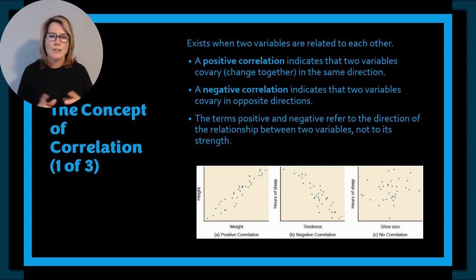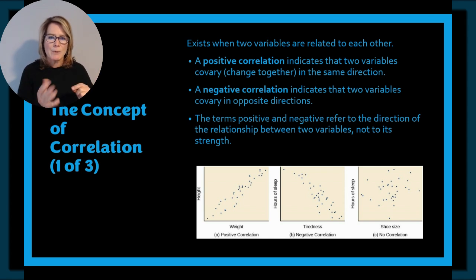So a positive correlation means both variables are going up at the same time. As one goes up, the other one goes up. It can also be a positive correlation if, as one comes down, the other one comes down. A positive correlation means that both variables are heading in the same direction.